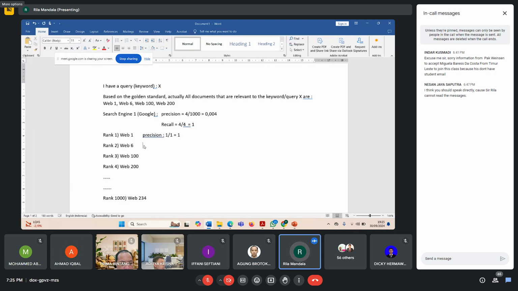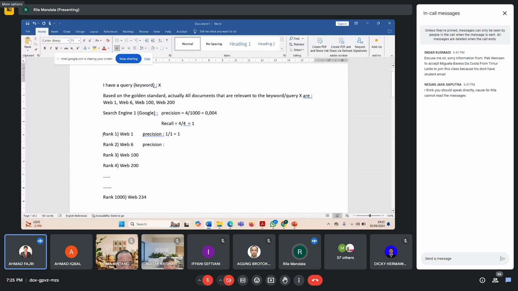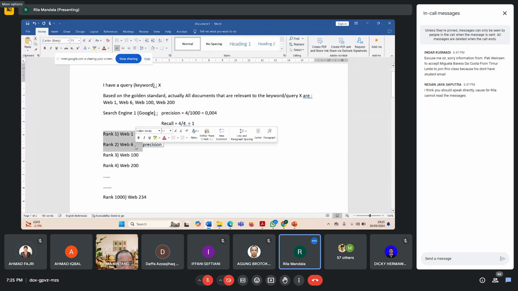Web 6 is relevant or not? Relevant. Okay, so we compute the precision because it's relevant, at that rank. At that rank, how many true positives? Until rank 2, how many relevant documents? 2, right? Divided by how many retrieved documents by the search engine at that rank? 2 also, right? 2 divided by 2 is equal to 1.